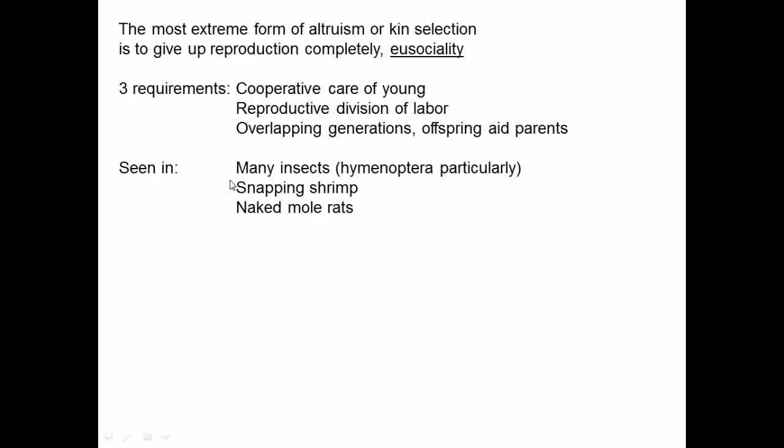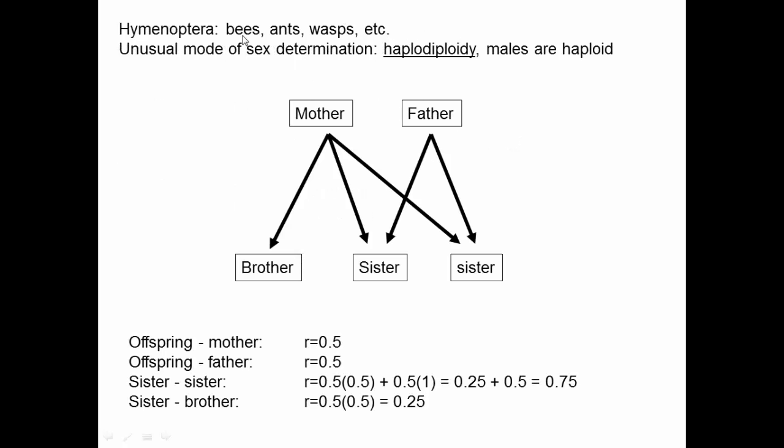This is seen in a number of species, so many insects, hymenoptera in particular. It's also seen in snapping shrimp, and it's also seen in naked mole rats, which are actually mammals. So this is particularly common in hymenoptera, and it's been proposed that this is because they have an unusual method of sex determination called haplo-diploidy. In haplo-diploidy, males are actually haploid.